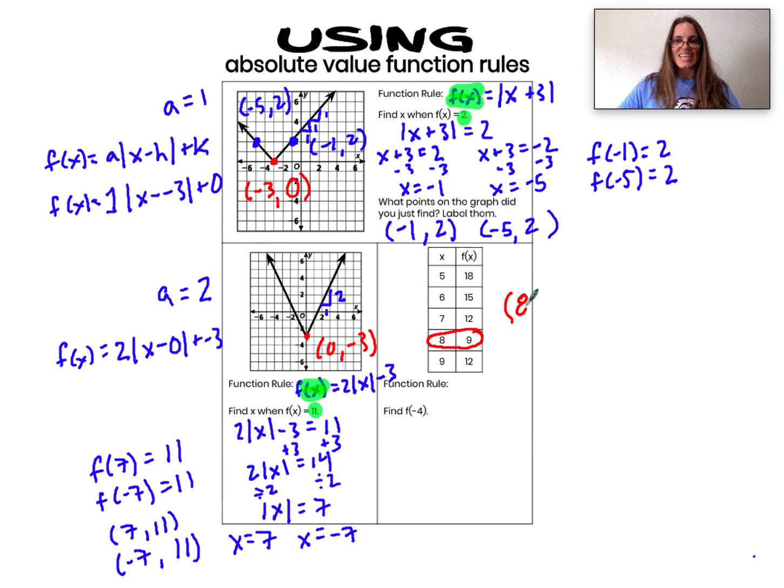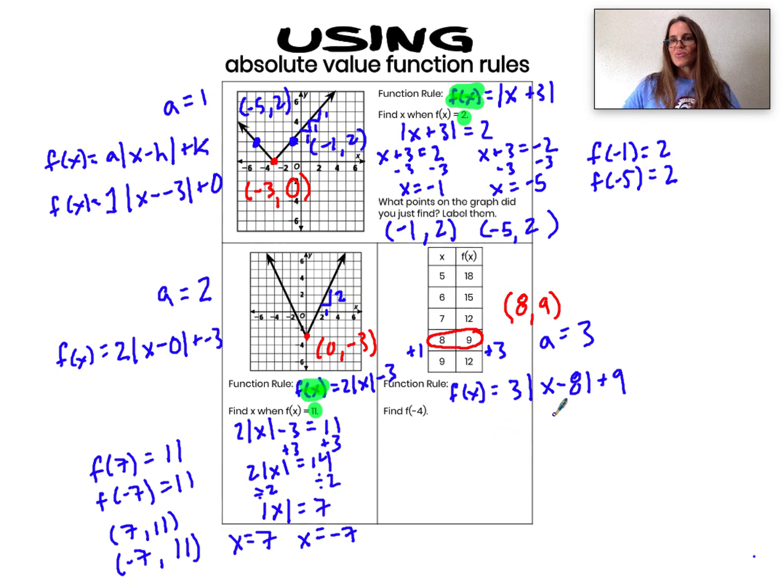My vertex then is (8, 9). My right branch slope is the slope in this second part of the table. x is going up by 1, y, or f of x, is going up by 3. That means my a value is 3. Here's my function rule. f of x equals a, where a is 3, times the absolute value of x minus h, x minus the x coordinate of my vertex, x minus 8, plus k, plus the y coordinate of my vertex. That's a pretty great function rule.